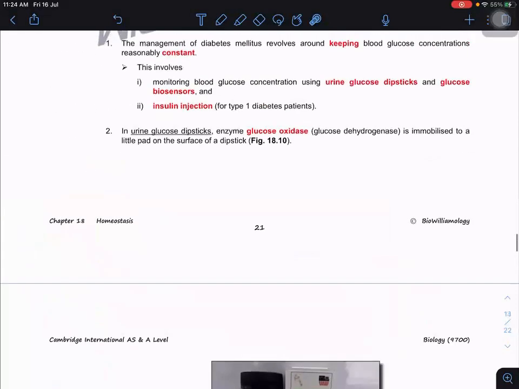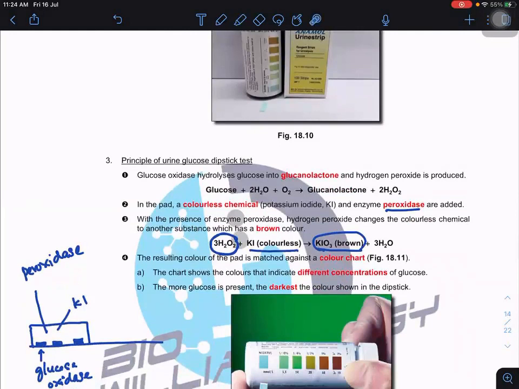So again, the enzyme that we need to remember here is glucose oxidase. Glucose oxidase is the one that converts glucose into gluconolactone. And gluconolactone is actually an acid, so gluconolactone means acidic here. Some books use the term gluconic acid to replace gluconolactone. Either you say gluconolactone or gluconic acid.